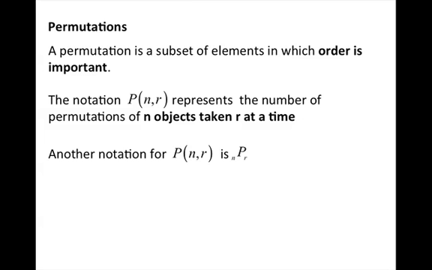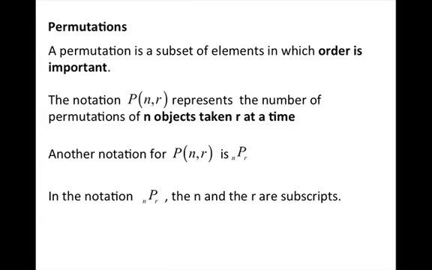Another notation for permutation is to use the capital P, and in front of it you use a subscript N, and following it you use a subscript R. So in that second notation, the N and the R are subscripts. And books commonly use both notations.